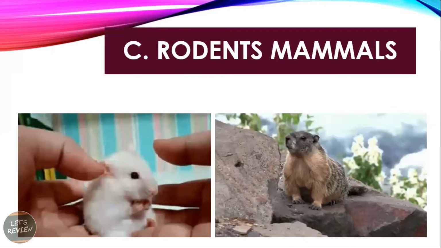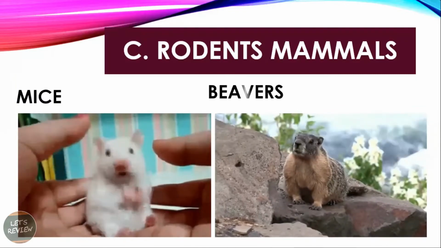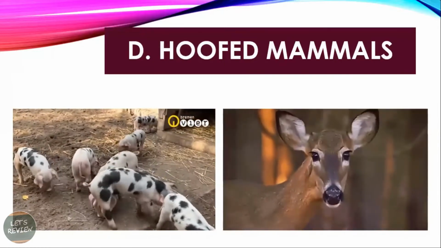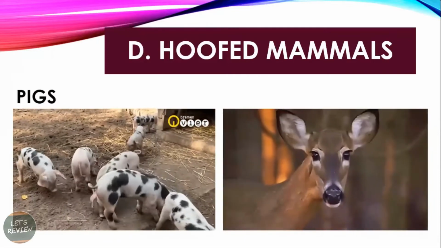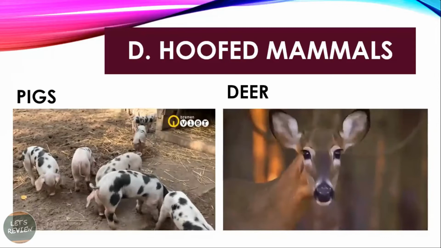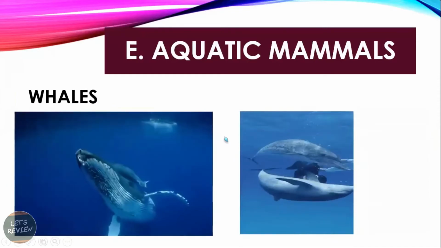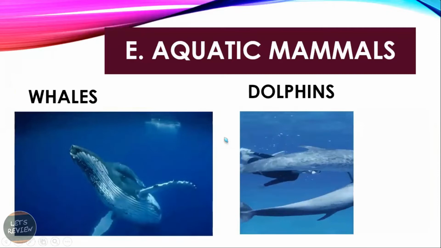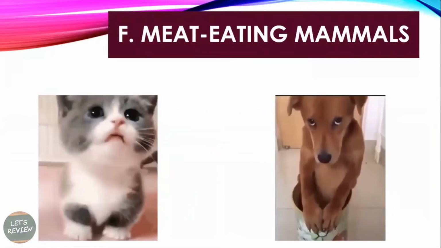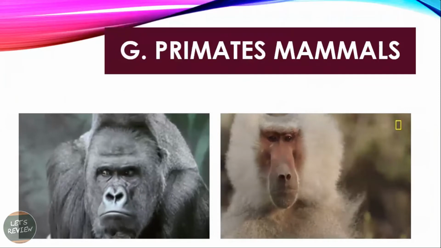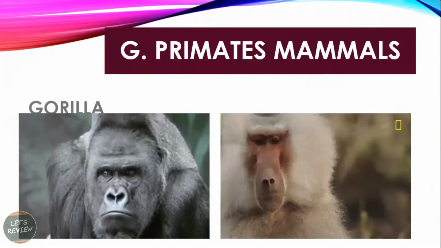We also have rodents, like mice and beavers. Another placental mammals are the hoofed mammals, by looking at their feet, like pigs and deer. We also have aquatic placental mammals, like whales and dolphins. Meat-eating mammals, carnivores, are like cats and dogs. We also have primate mammals, like gorilla or baboon. So those are the characteristics of mammals.